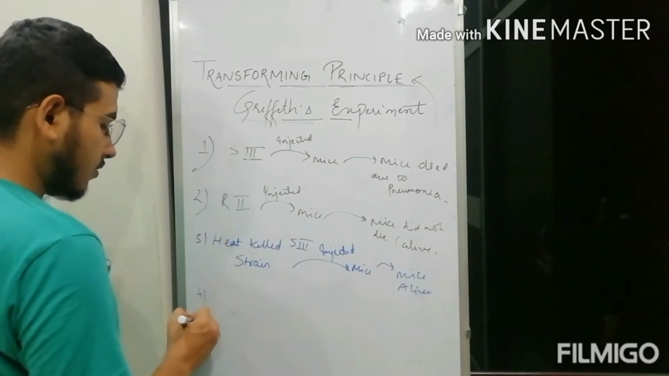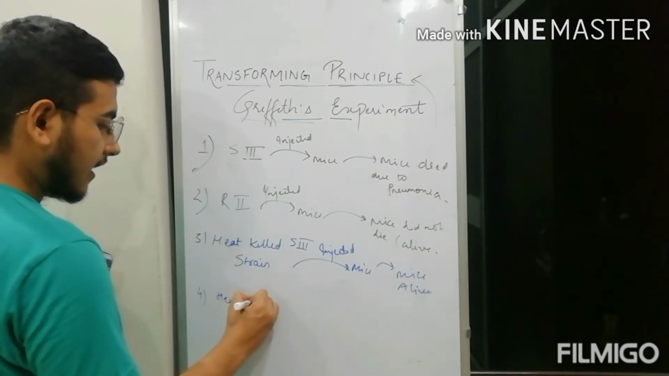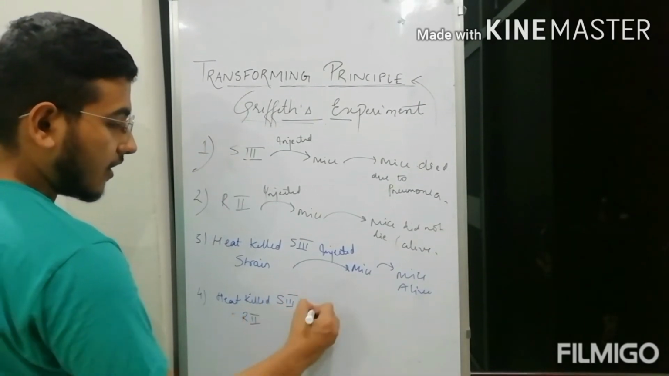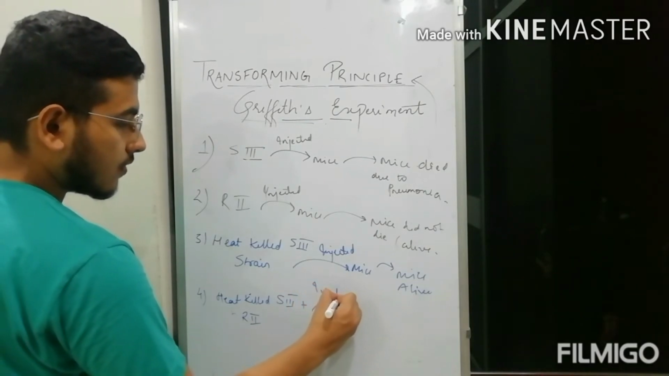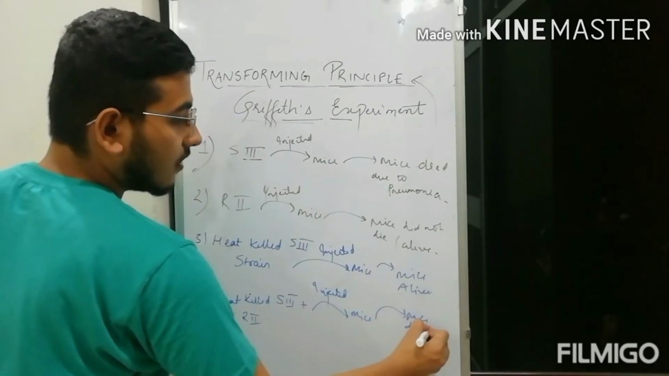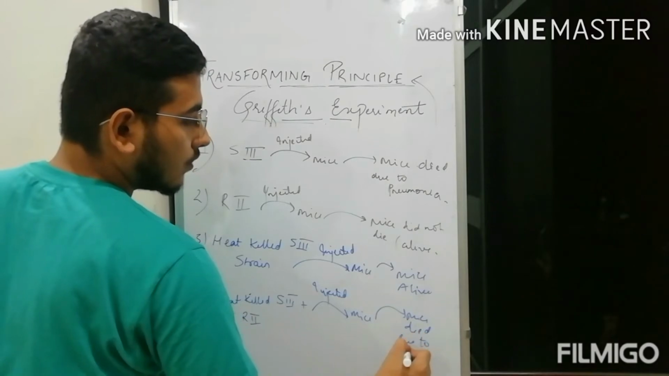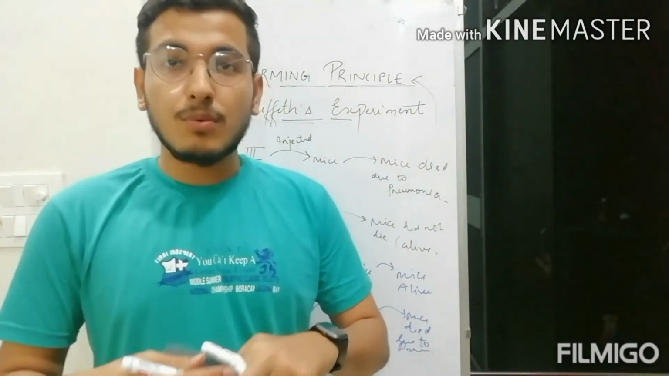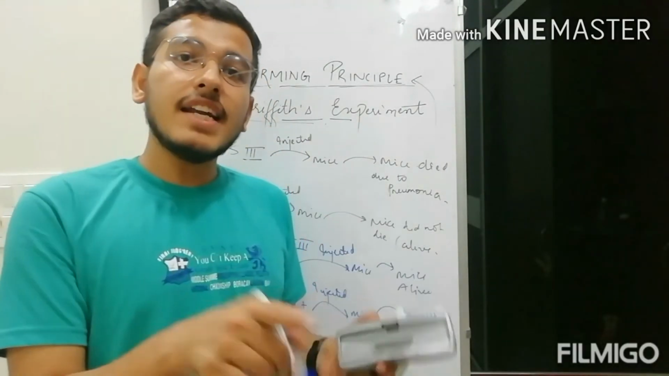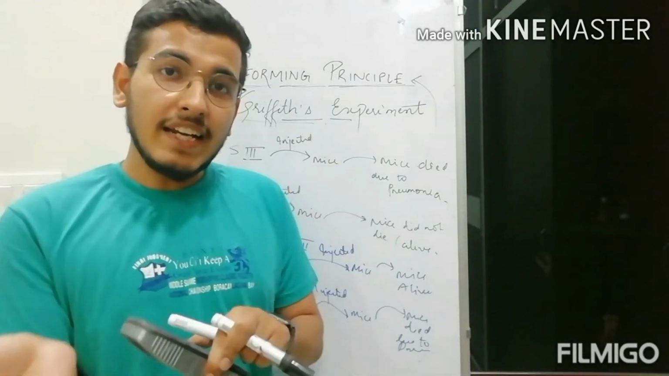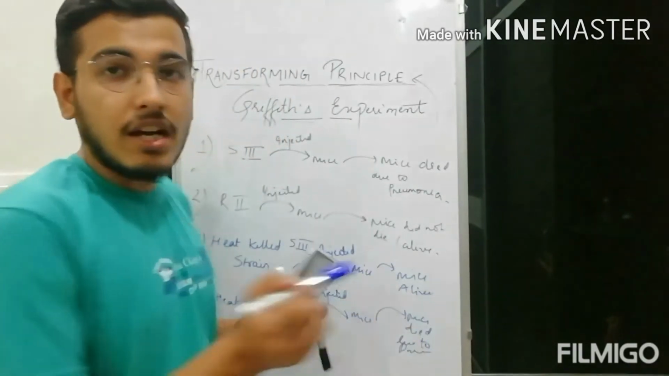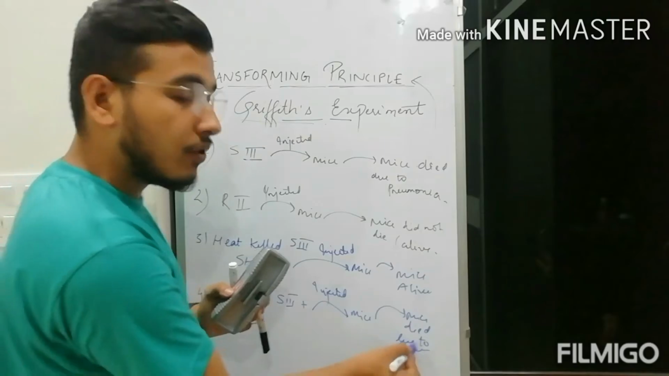And the fourth, he took heat killed S3 plus R2 type strain and injected it into mice. Mice died due to pneumonia. This was seen in the last one. So from the last, he concluded that something was getting transformed from the heat killed S3 to R2 type strain, that forced R2 type strain to cause pneumonia.